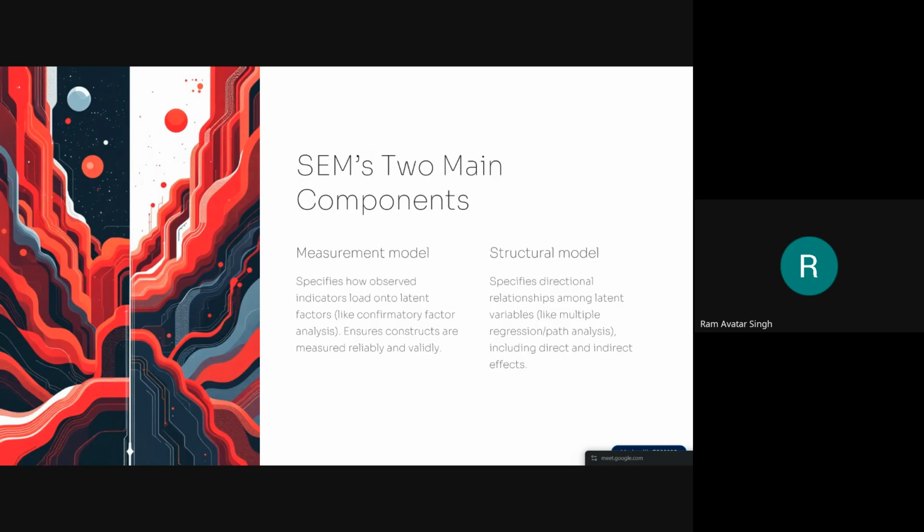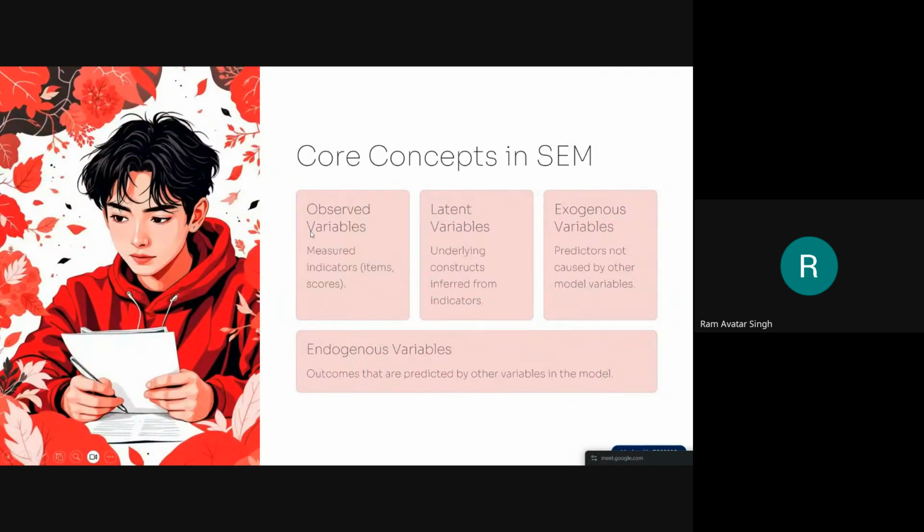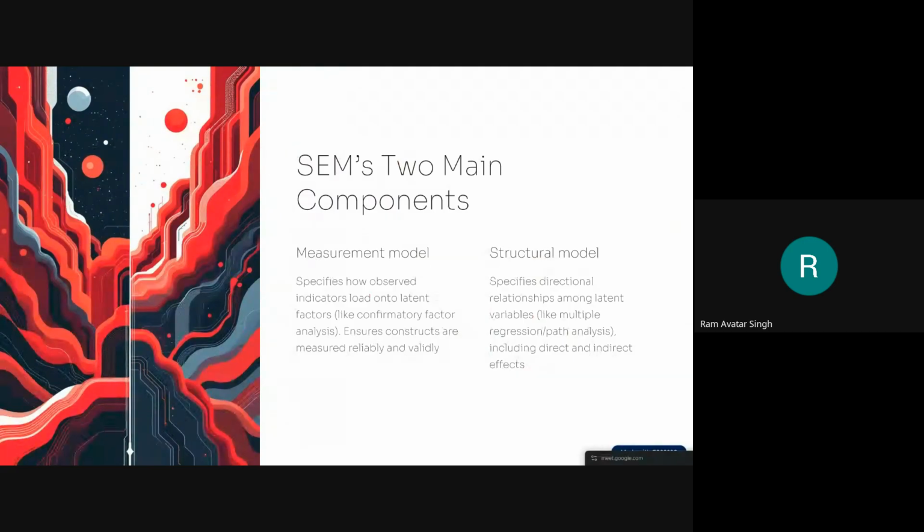What is a measurement model? The measurement model is basically the relationship where we try to measure latent variables such as behavior or confidence, which cannot be measured directly. These are measured through some statements. The relationship between observed variables and latent variables is called the measurement model, and the relationship among these latent variables is called the structural model. So combining the measurement model and the structural model, we call it structural equation modeling.